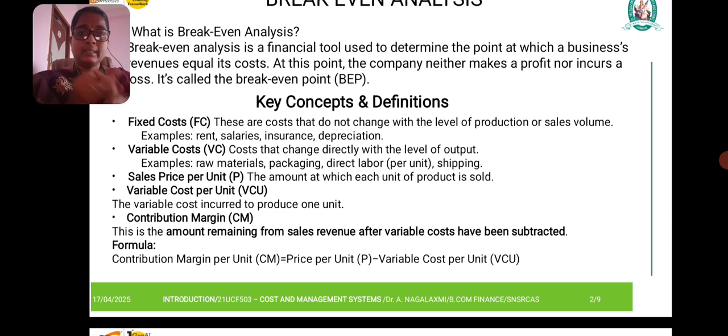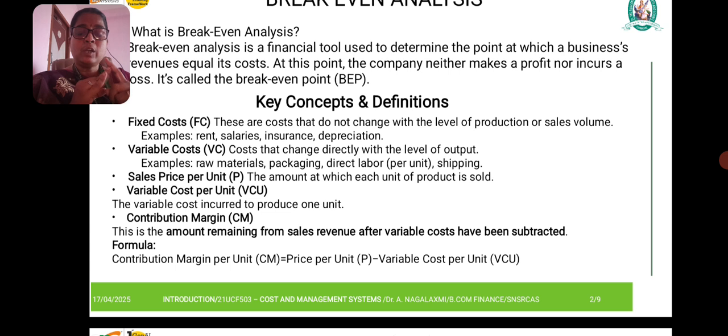Likewise, the third one, sales price per unit. It is the amount at which each unit of product is sold. So, the price we fix and the amount at which we make the sale of a particular product is said to be sales price per unit.